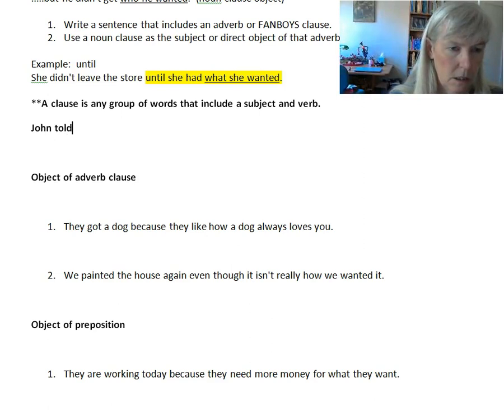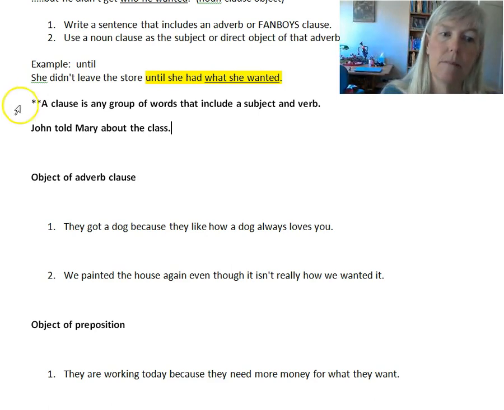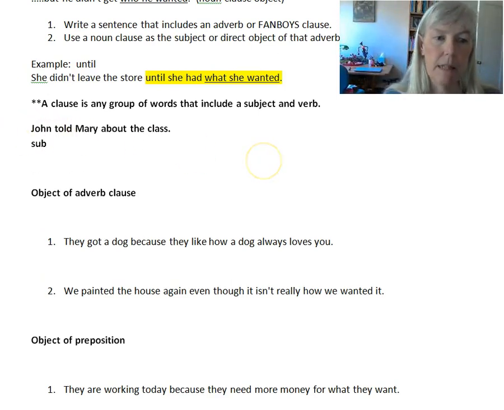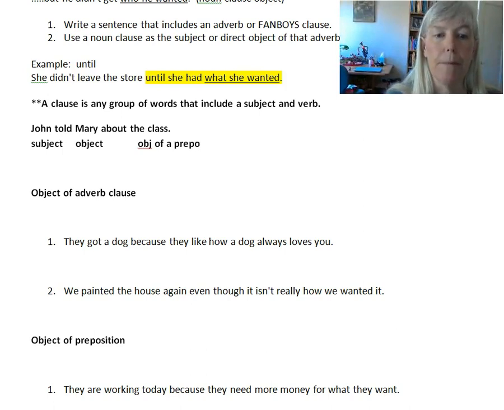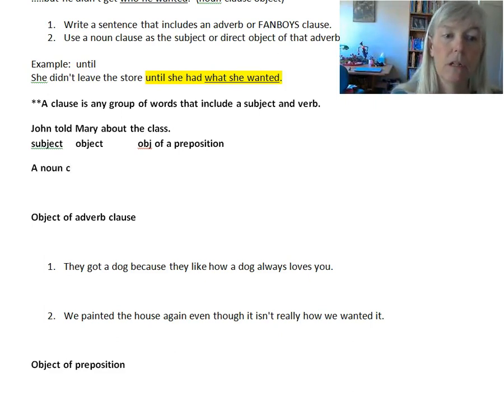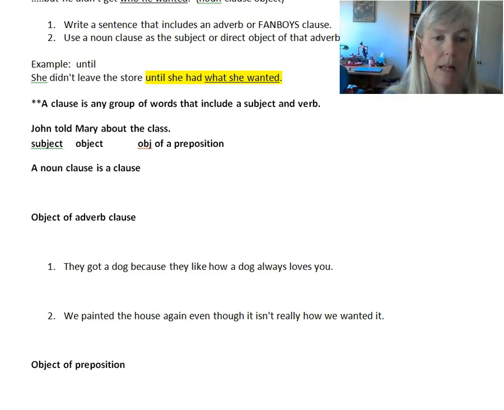John told Mary about the class. So a noun can be the subject, a noun can be the object, and a noun can be the object of a preposition. Those are the three places you can put a noun, and those are the three places you can put a noun clause. A noun clause is a clause that, I can spell, that acts as a noun.